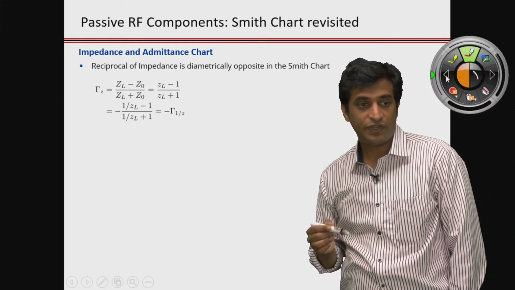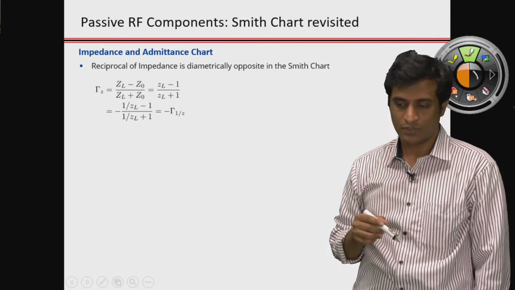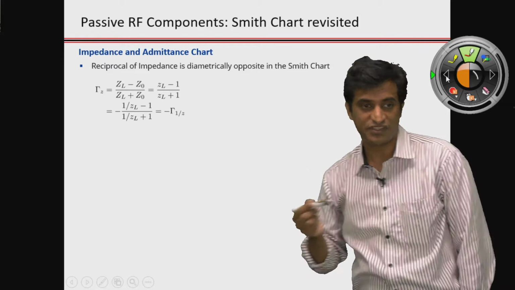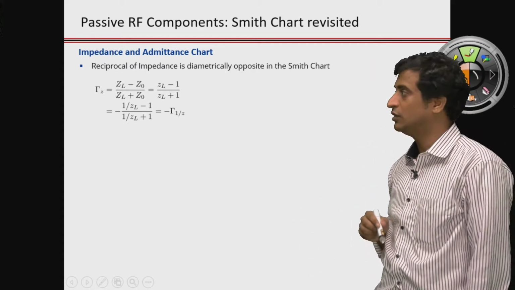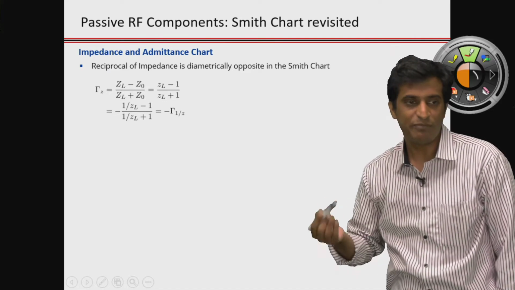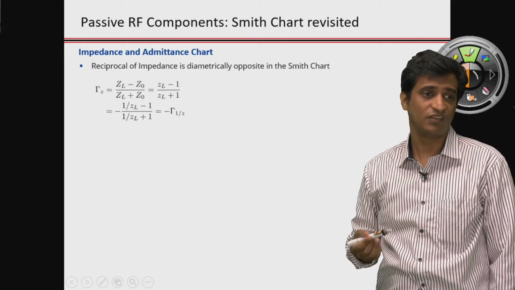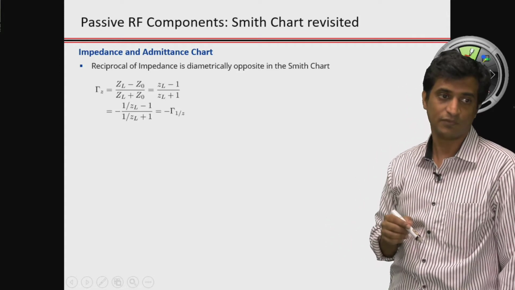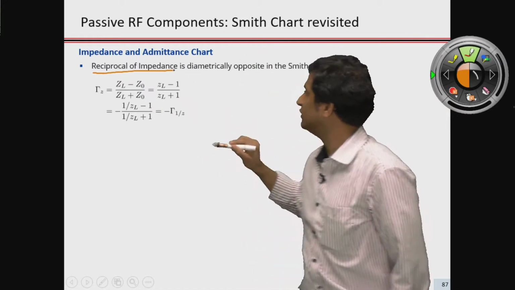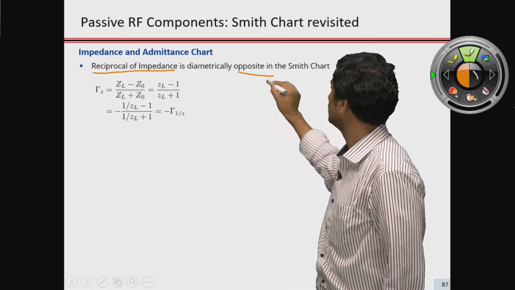The Smith chart is a very useful tool for doing conjugate impedance matching. So far we have seen the Smith chart as an impedance chart. But now we are going to look at what is called an admittance chart. We know that admittance is the reciprocal of impedance. Let's see what the reciprocal of an impedance, that is an admittance, maps to in the Smith chart.